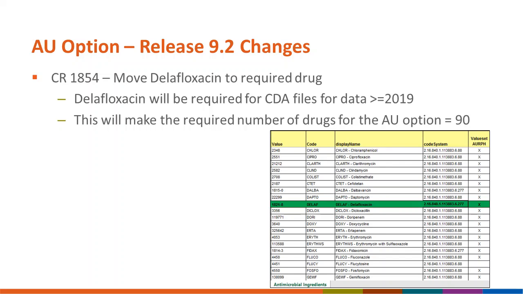Next is change request 1854, moving delafloxacin from optional to required for 2019. Delafloxacin will be required for all AU CDA files containing data for January 2019 and later. This will also increase the number of required drugs for the AU option to 90. Next slide, please.